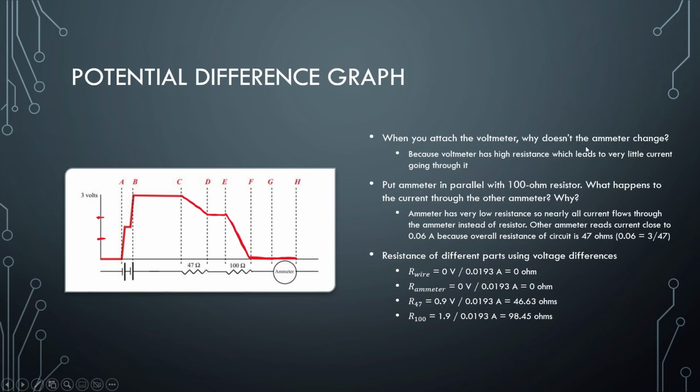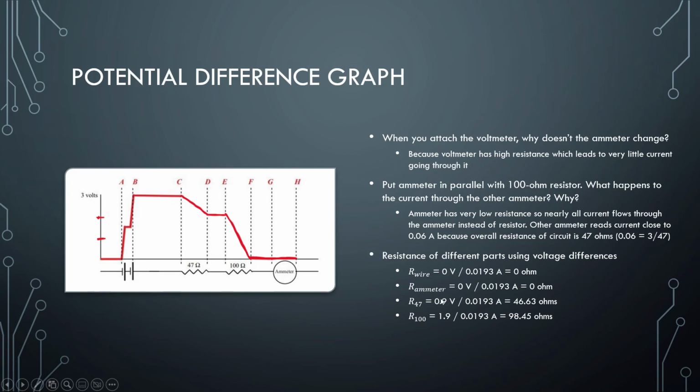When you attach the voltmeter, why doesn't the ammeter change? The voltmeter has very high resistance, which leads to very little current going through it, so it doesn't affect the ammeter's current reading too much. If we put an ammeter in parallel with a 100 ohm resistor, what happens to the current through the other ammeter? An ammeter has very low resistance, so nearly all the current flows through it instead of the 100 ohm resistor. The other ammeter would read a current close to 0.06 because the overall resistance of the circuit would be 47 ohms.